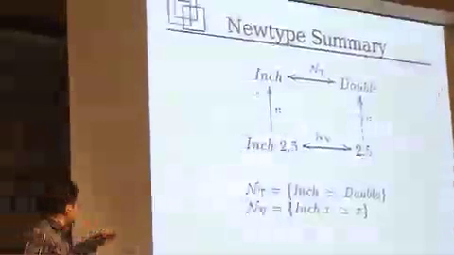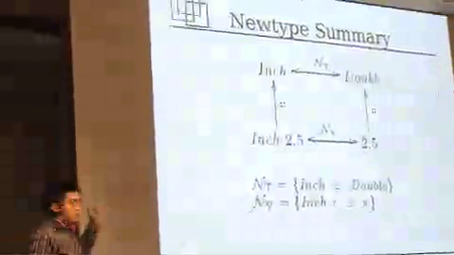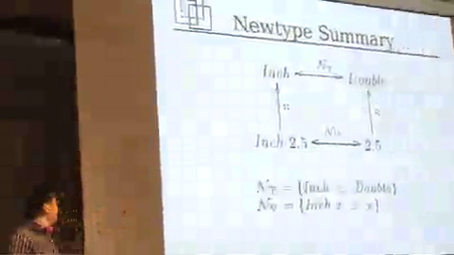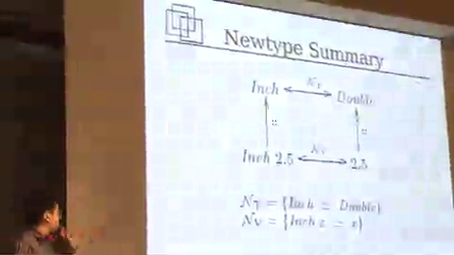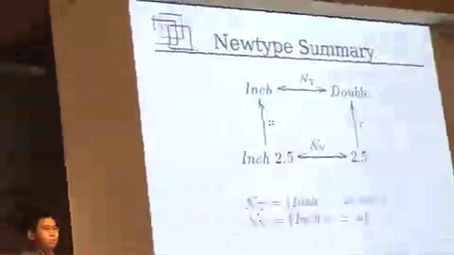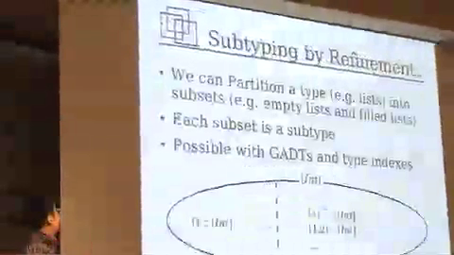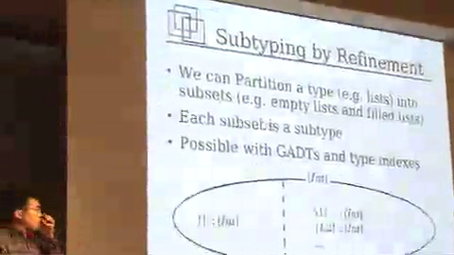But this is the summary of what we've seen. We have some relation on the type level, and we have some relation on the value level. And Inch is kind of isomorphic to Double, and whatever Inch x is, you can just turn it into x and back and forth.